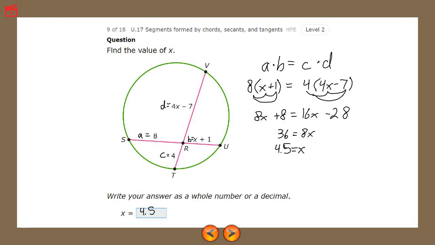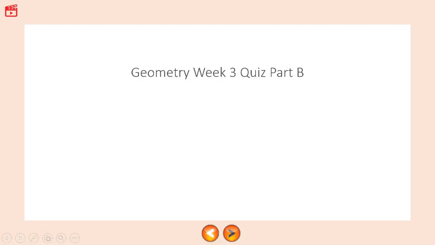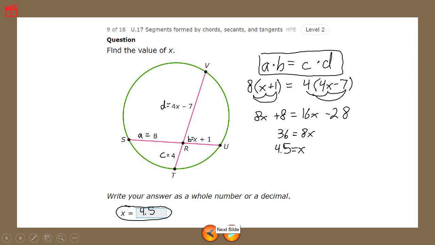Watch out for what they ask for. They could ask for RV. They could ask for RU. They could ask for things other than x. Always check that you're answering the question that was asked. The most relevant thing you had to do was write down this equation here so that you could then plug in some numbers and solve the resulting equation. I think, alright, that's the end of part 8.